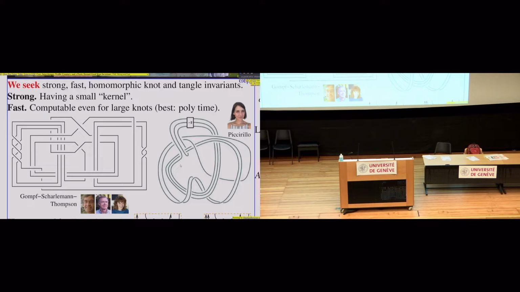But some of the knots we care about, in particular, here is a knot by Lisa Piccirillo that people care about. And here is a knot by Gompf, Scharlemann, and Thompson, which might be a counterexample to the slice equals ribbon conjecture. People care about such knots, and this is a pretty big knot. It's 48 crossings. So I want invariants that you can compute quickly, even for reasonably large knots, and of course the best is if it's polynomial time to compute.